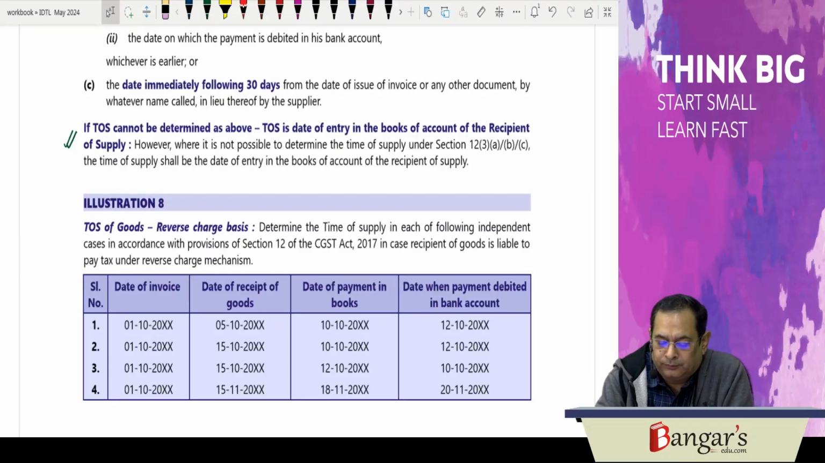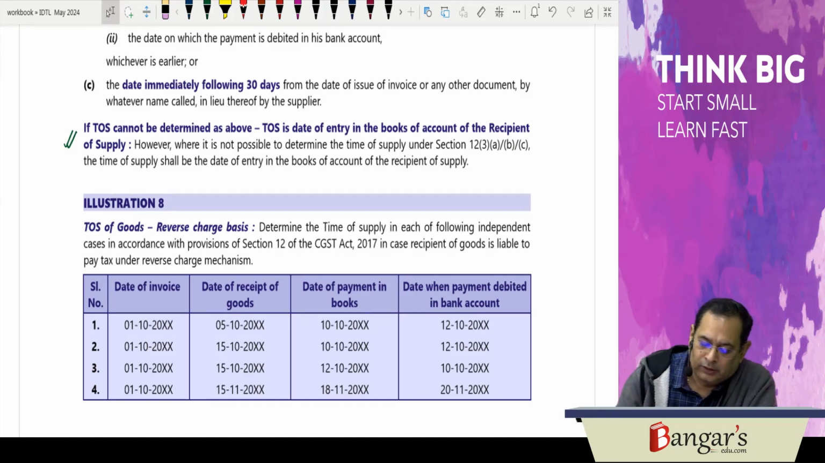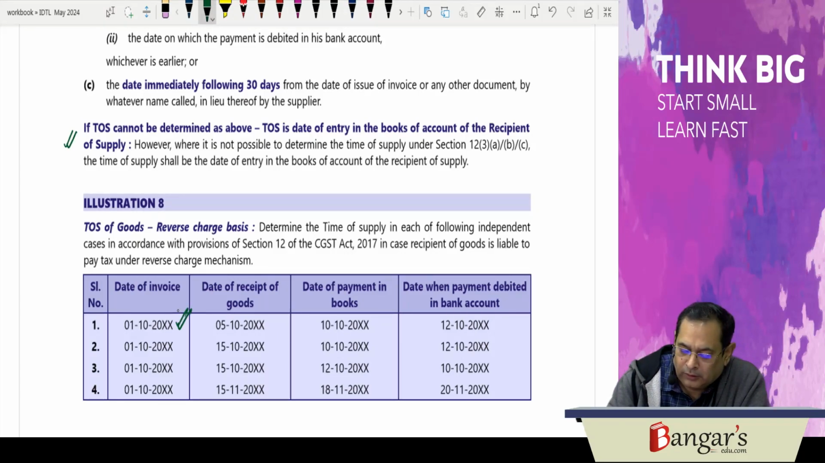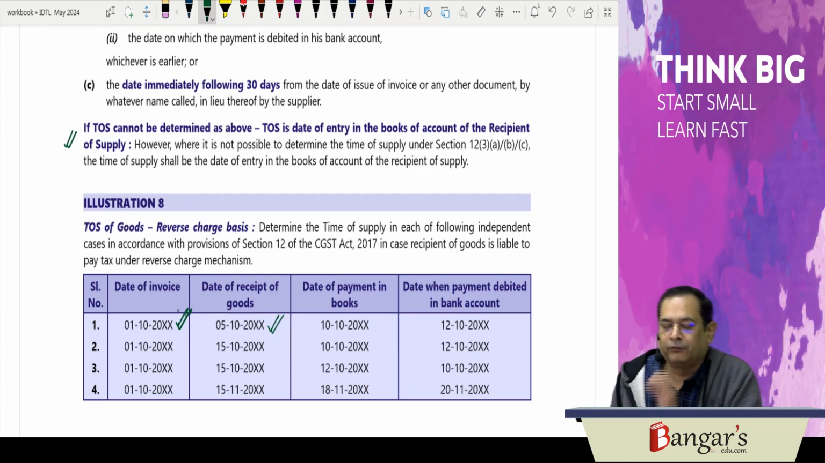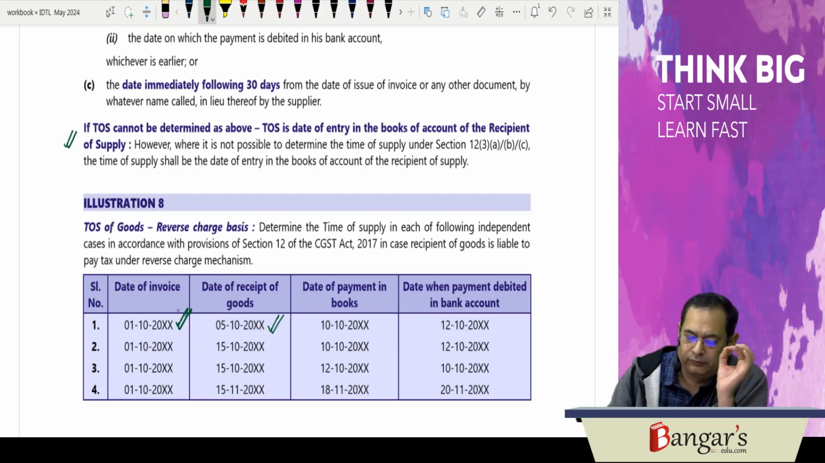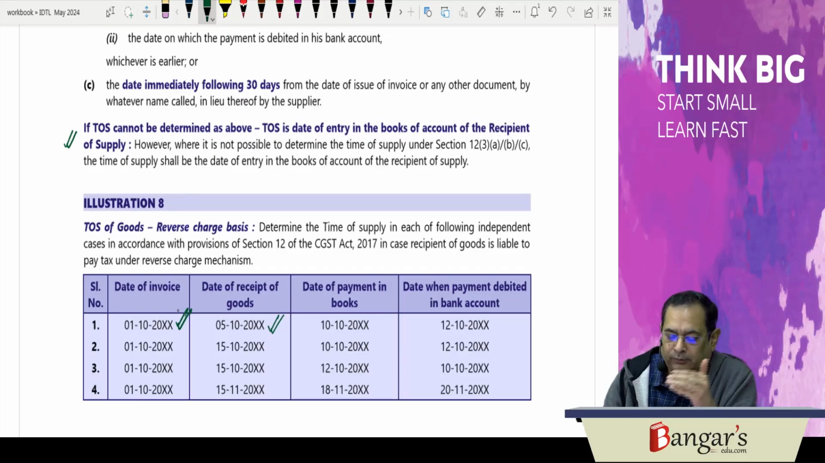Now they're asking: determine the time of supply in each of the following independent cases in accordance with the provisions of section 12 of the CGST Act, in case the recipient of goods is liable to pay tax under reverse charge. Now the date of issue of invoice is 1st of October. Then the date of receipt of goods is 5th of October.